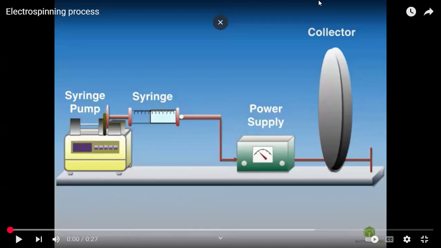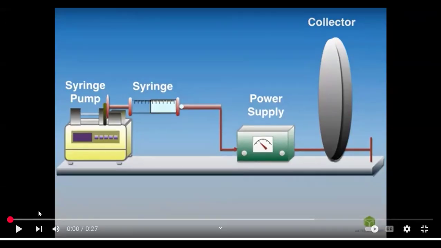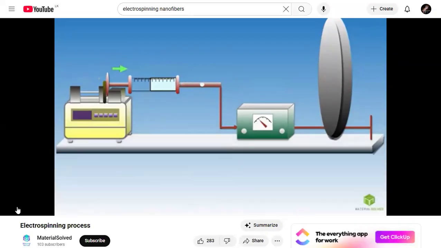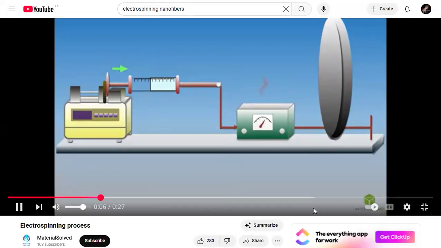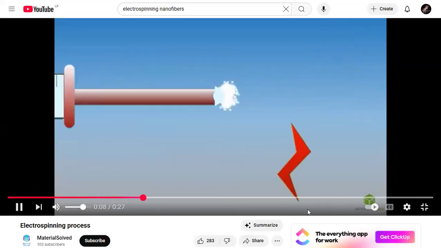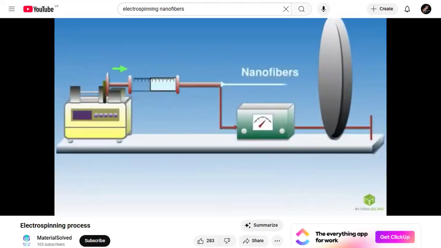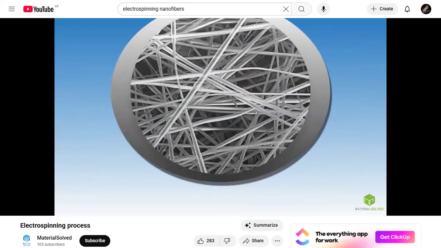I hope everyone can see the screen. Just illustration. Okay.